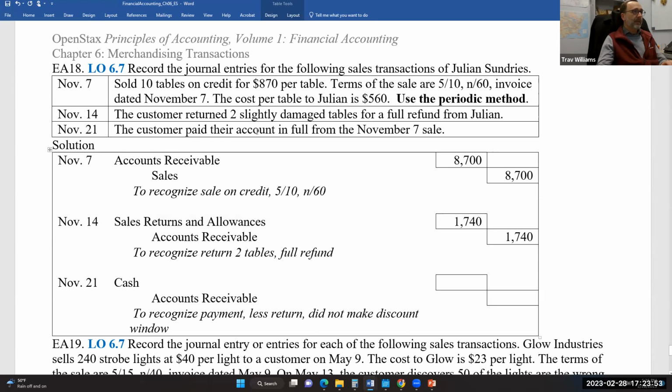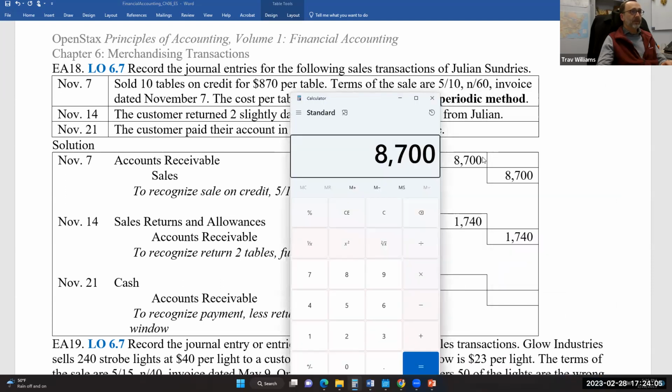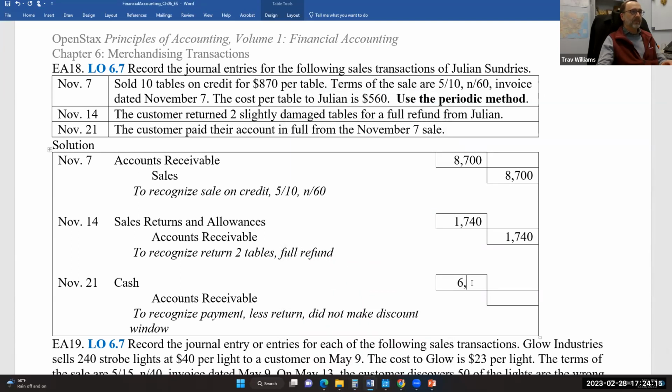Then the customer pays, they did not get a discount. How much did they pay? Well, they owed $8,700, right? We can see their original accounts receivable is $8,700 minus the $1,740, we reduced their accounts receivable. So $6,960 is the amount that they pay, right?